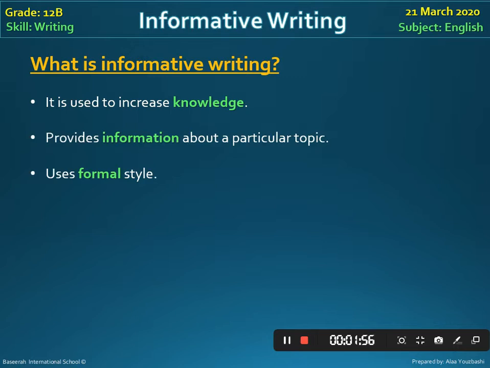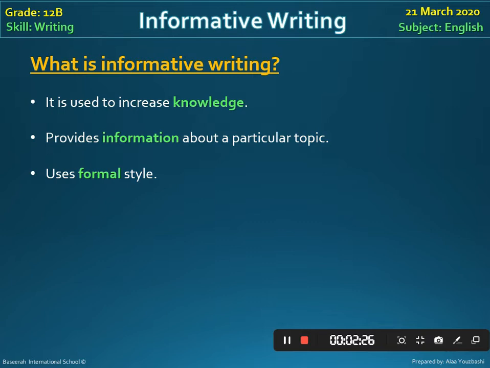Now, the informative writing uses formal style. Now, formal style, that's a bit different from the interactive writing. Remember, in the interactive writing, most of the time we were writing letters and emails to friends, although sometimes we wrote to people we don't know, but mostly we were using an informal style of writing. Now, in informative writing, we use a formal style of English. And remember, we talked about that before.